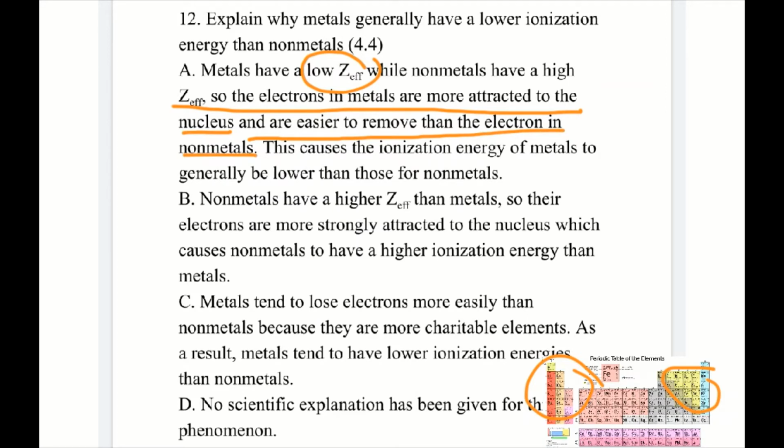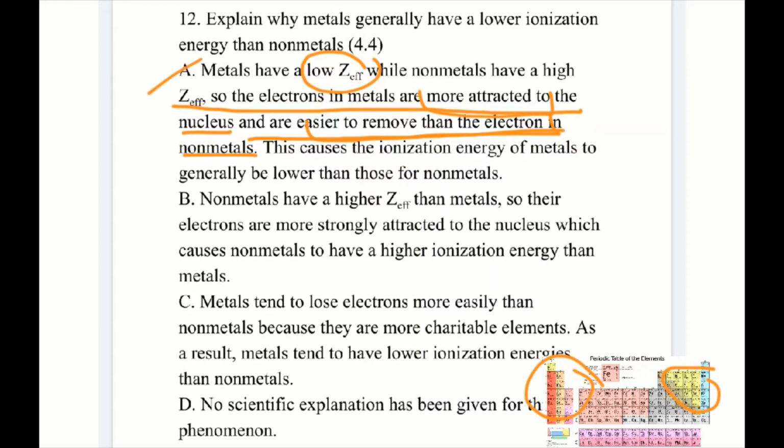So we have two contradictory things here. The electrons in metals are more attracted, yet they are easier to remove. I think this is contradictory. And it's also wrong because electrons in metals should be less attracted to the nucleus and should be easier to remove than electrons in nonmetals. So since a part of the answer is technically wrong, then the entire answer is wrong.